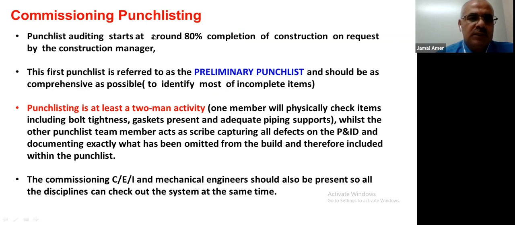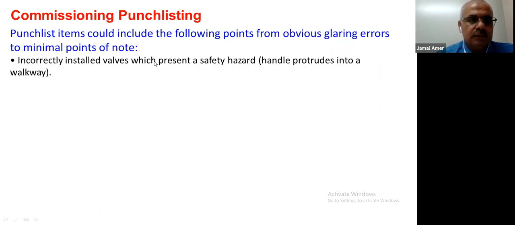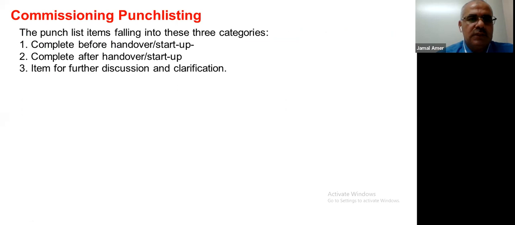Commissioning punch listing, what is the commissioning punch listing, what do we mean by it? All this topic I will talk about in our course. As we see here, punch list items fall in three categories: complete before start-up, some items can be completed before handover or startup, complete after handover and startup, and items for further discussion and clarification. So usually we say item A, B, C. Item A means we cannot start the plant if we have any item classified as A.